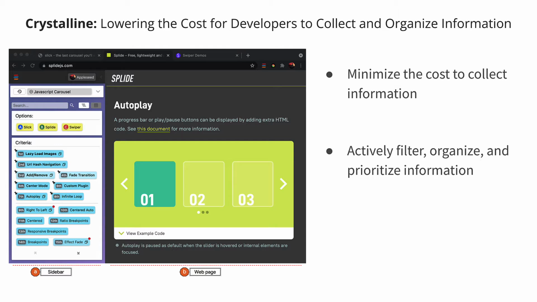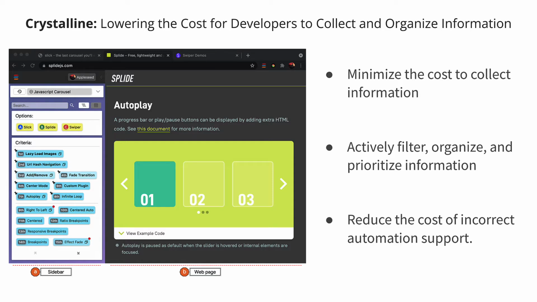Second, the system should actively filter, organize, and prioritize the collected information that gets presented to the user and help the user avoid information overload. Third, in cases where machine support is undesirable or incorrect, the system should allow users to easily recover from those mistakes. Following these goals, we built a prototype Chrome extension called Crystalline.